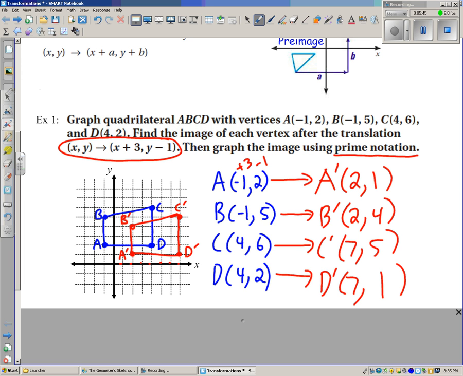It is congruent to the original quadrilateral. All it is is just translated. Take a look. It should make sense. Each point, in this case, for example, A, is translated over 3 and down 1. And that happens each time.